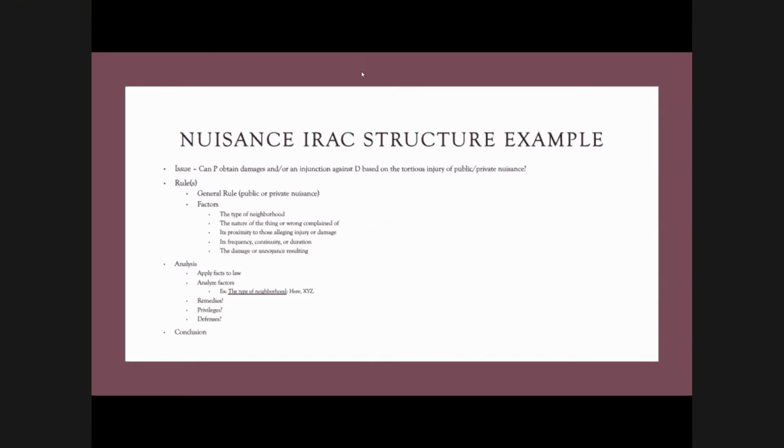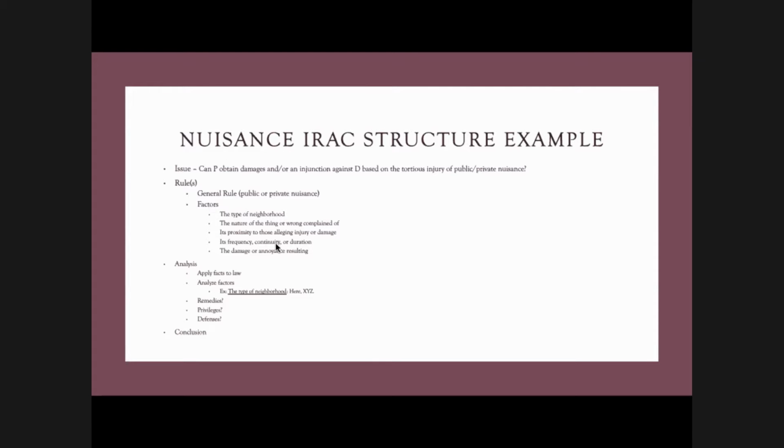So your issue, something basic: can plaintiff obtain damages and/or an injunction against the defendant based on the tortious injury of public or private nuisance? You can include what the plaintiff is seeking, damages, up here in your issue. Then for your rule, you want to put your general rule of public or private nuisance very, very clearly. And then, if there are other specific rules that apply to the specific fact pattern, you want to include those.